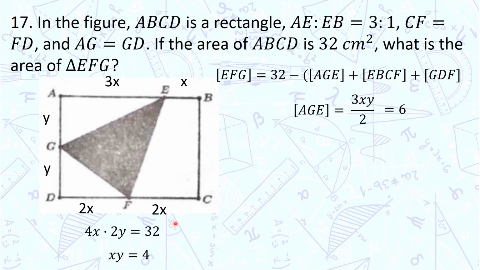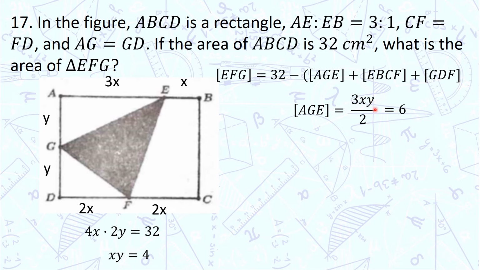Area of triangle AGE is equal to 3xy over 2, that is base times height, so 3x times y over 2. But xy is equal to 4, so that will be 3 times 4, 12 divided by 2, 6. Area of triangle AGE is equal to 6.